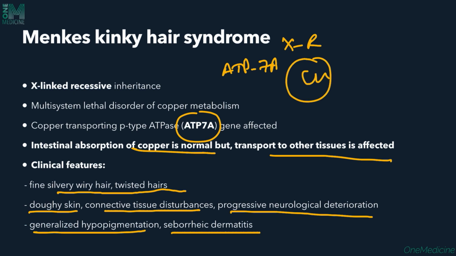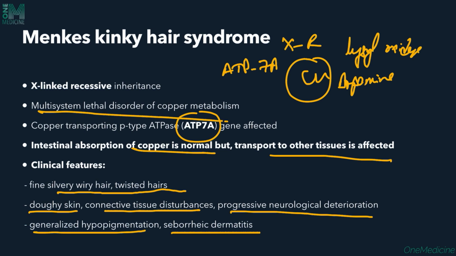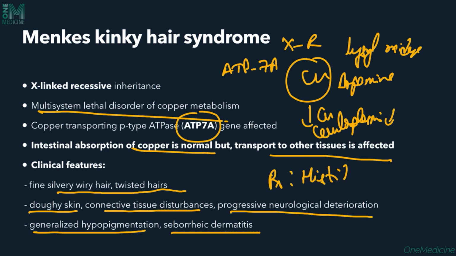Copper is a cofactor for many important enzymes like lysyl oxidase and dopamine hydroxylase, which are involved in connective tissues, neurological development, and pigmentation of the skin. If the cofactor copper is not available, there will be a multisystem lethal disorder of copper metabolism. So copper is not deposited in the tissues. That is why we see this. The serum copper levels and ceruloplasmin levels would be very low in these cases. Treatment with copper histidine can be done to reverse the features.